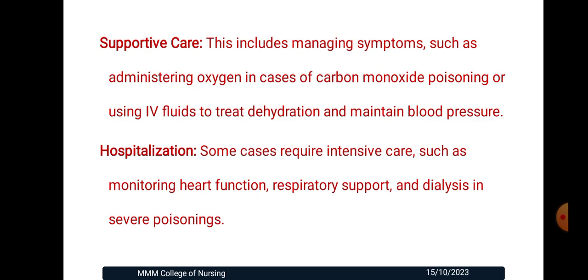Supportive care. This includes managing symptoms such as administering oxygen in case of carbon monoxide poisoning or using IV fluids to treat dehydration and maintain blood pressure. Hospitalization. Some cases require intensive care such as monitoring heart function, respiratory support, dialysis in severe poisoning.